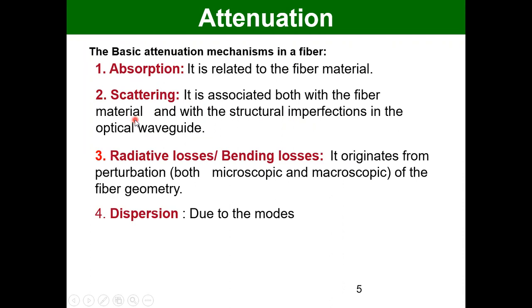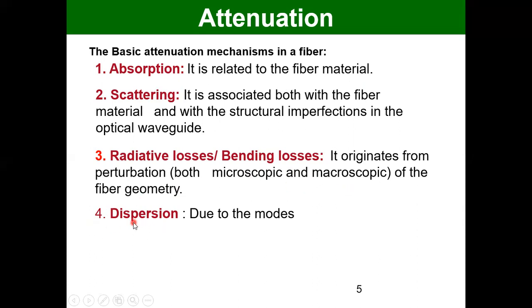So the type of fiber material I have used, or if during the fabrication there are some defects, some structural imperfections in the core or the cladding, then I get the scattering loss. So absorption, please remember, is only related to the fiber material. Scattering, fiber material as well as structural imperfection. Then radiative loss, or the famous one we use is bending loss. It originates from the perturbation of the fiber geometry, the way we lay down the fiber. That is again of two categories, microscopic and macroscopic bending loss.